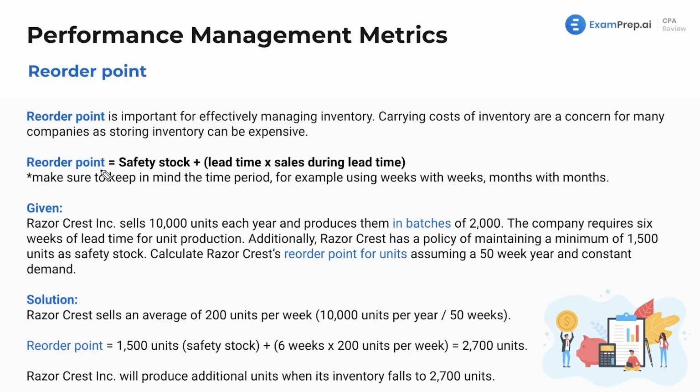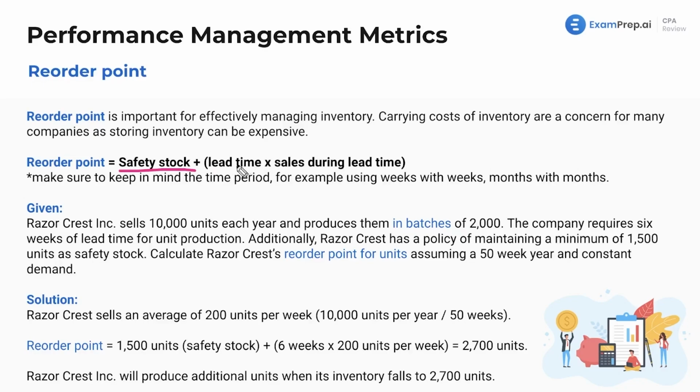We have a simple formula here, which is safety stock. This is the amount of units you want on hand as safety stock. So if you want to at all times have 100 units on hand, let's say you've got a big order out of nowhere. You never want to run out of inventory. You want to be able to have enough to sell. Plus lead time times sales during lead time.